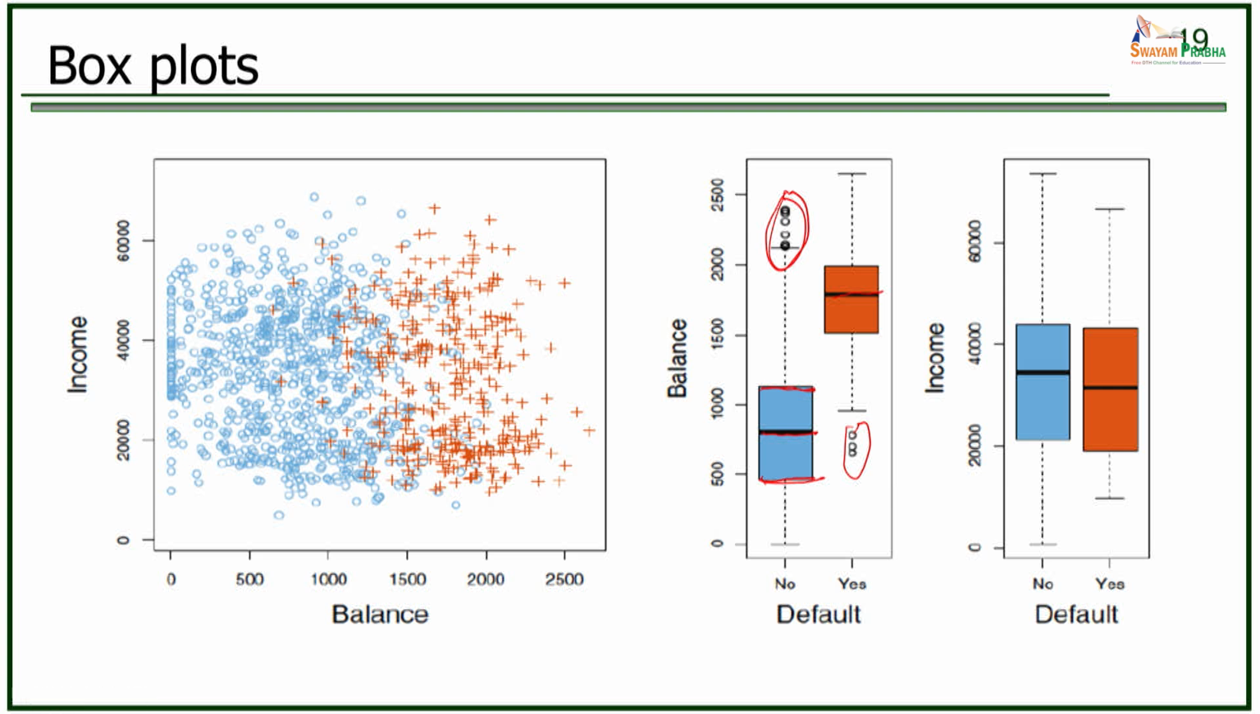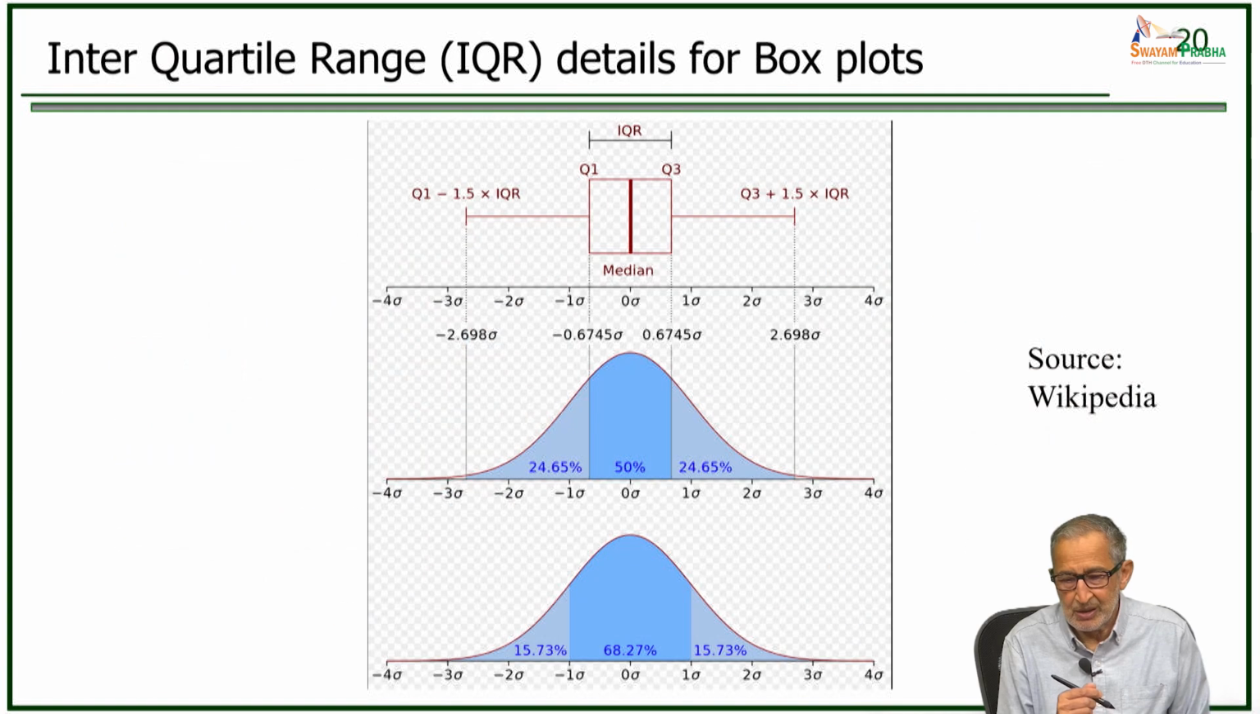Likely the dividing line between people who are likely to default or not is somewhere here in the middle, between 1000 and 1500. So you can see that there are outliers, the blue dots here and the orange crosses on the left hand side, which are these outlier values here. Let me explain what those terms are.